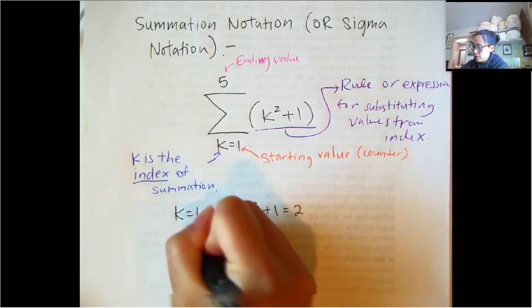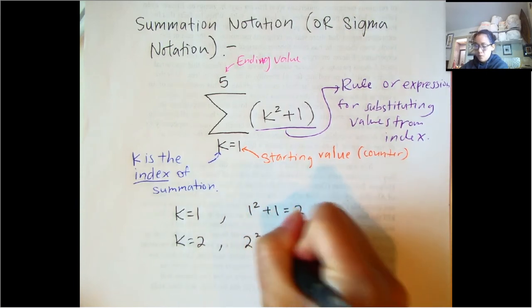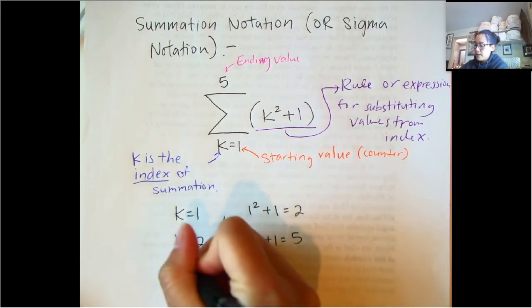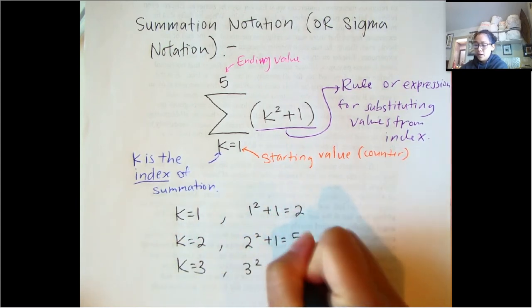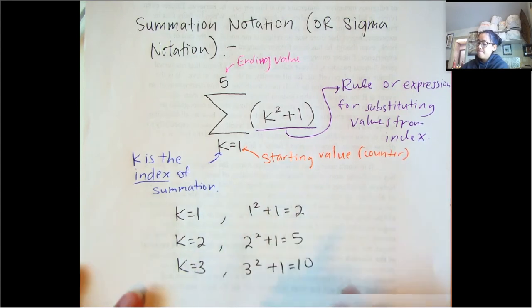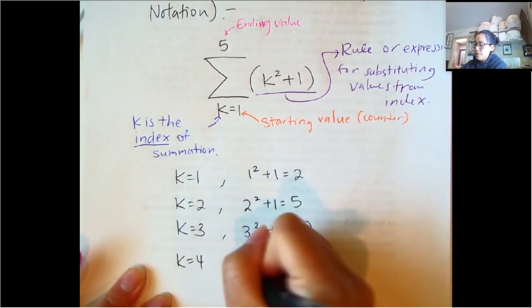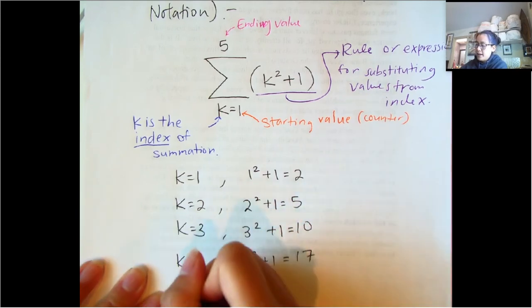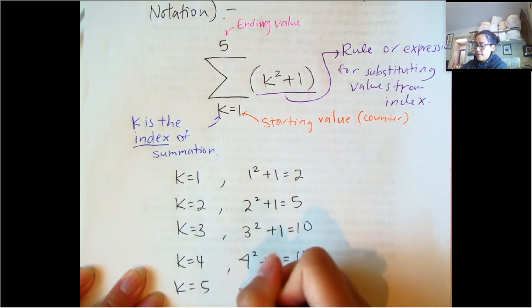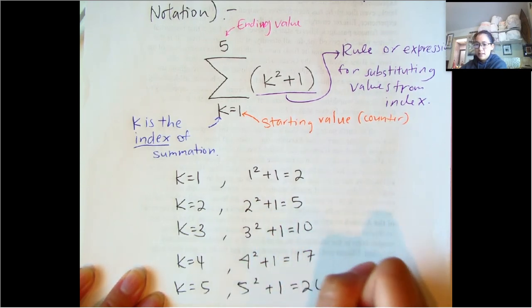We'll do k equals 2. So 2 squared plus 1, that's 5. K equals 3. That's 3 squared plus 1, that's 10. K equals 4. 4 squared plus 1, that's 17. And k equals 5. 5 squared plus 1, that's 26.